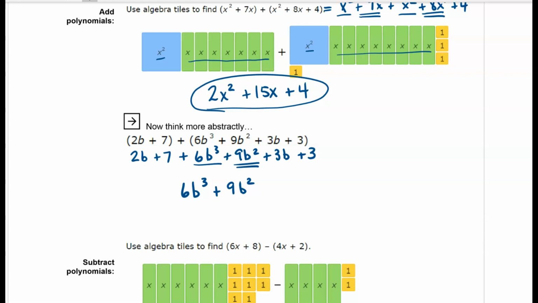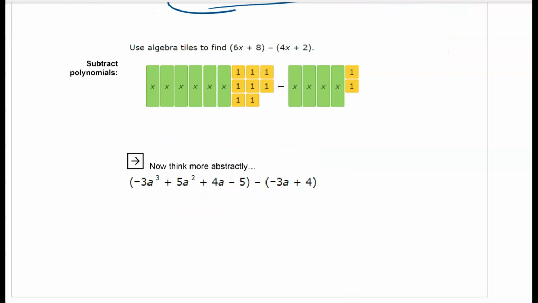Now I'm looking through the list, and I see I have 2 b's right here, and I have 3 b's over here. So if I have 2 b's and I add 3 more, then I have 5 b's altogether. Then I look at my constants. There's a 7, and then there's a plus 3. 7 plus 3 is 10. And this is my simplified polynomial addition.